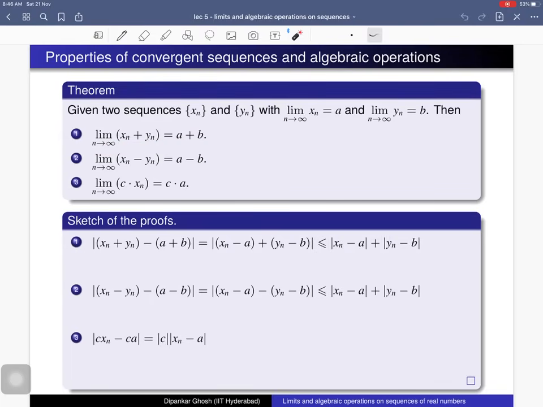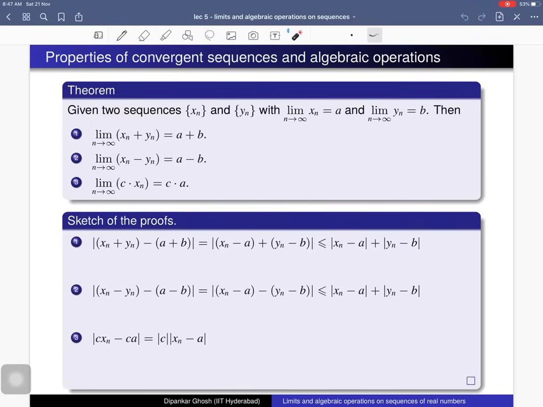And similarly, limit n tends to infinity of xn minus yn, this difference, is given by the difference between these two limits. And if we multiply this sequence by a scalar c, a real number c, then we get another sequence. And what is the limit of that sequence? It is just c times the limit of xn. Okay, so let's prove this theorem.